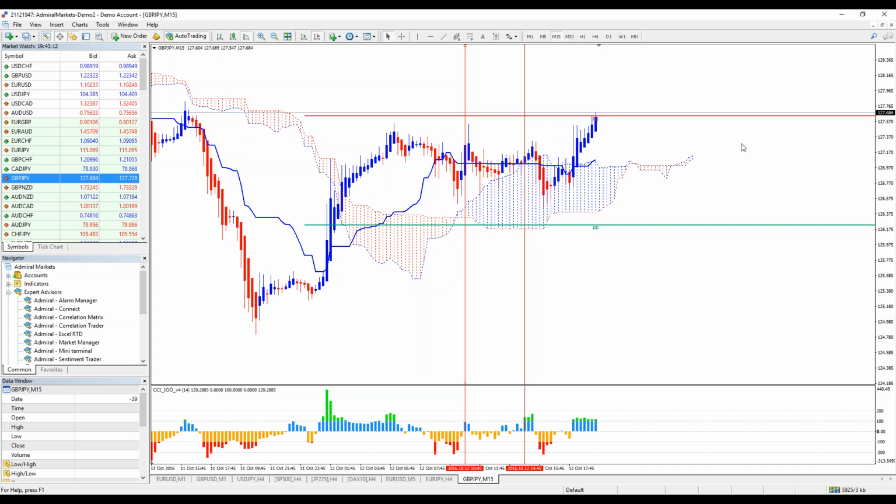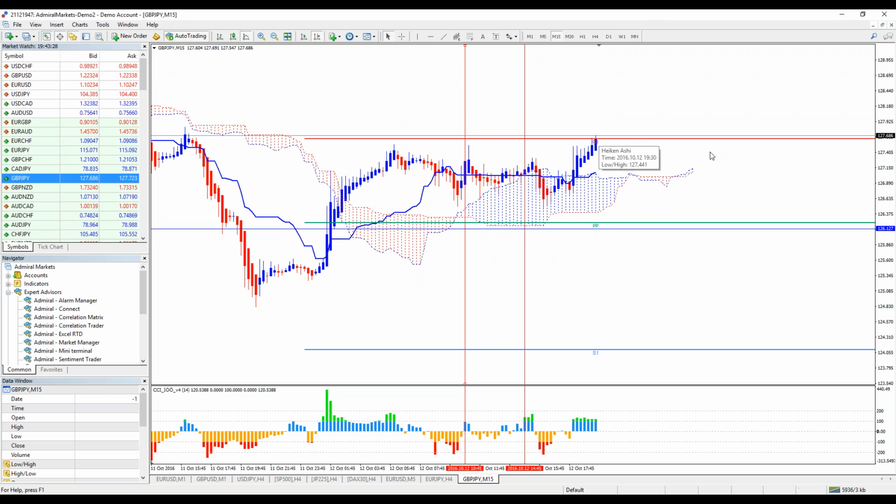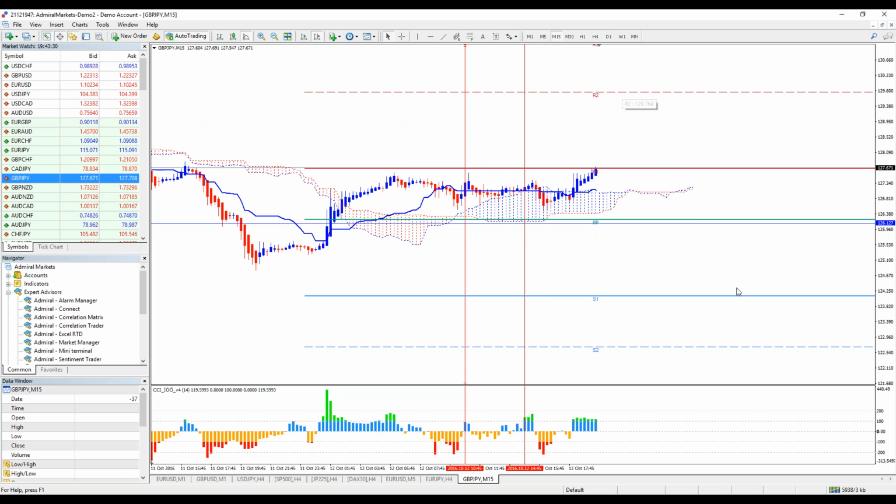So what is good about this system? First of all, guys, you place your stop loss below the cloud. 3 pips plus the spread below the cloud. Your profit target is your pivot point. First profit line is here, second profit line is there.